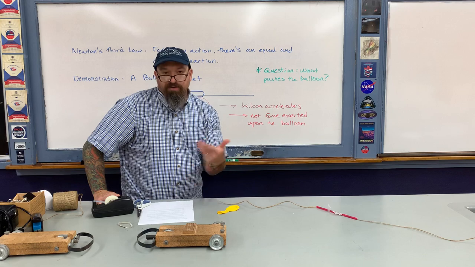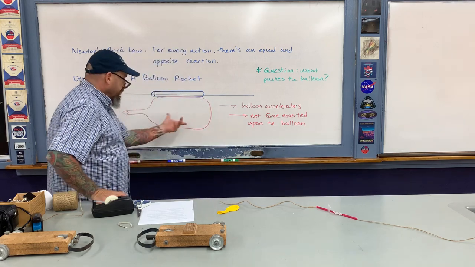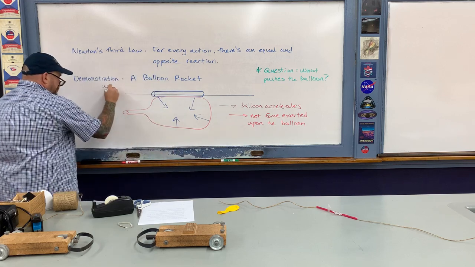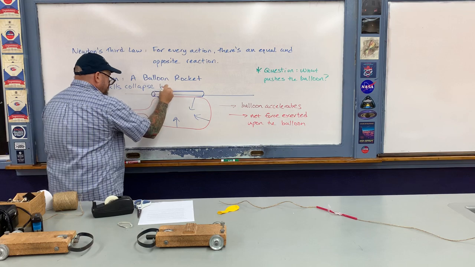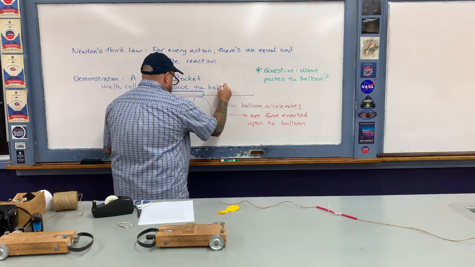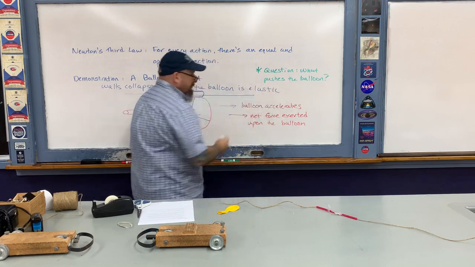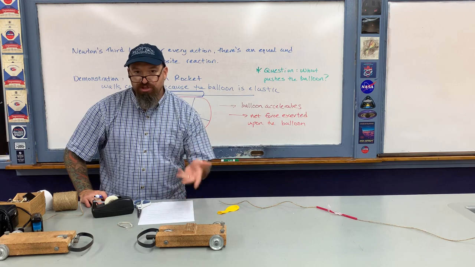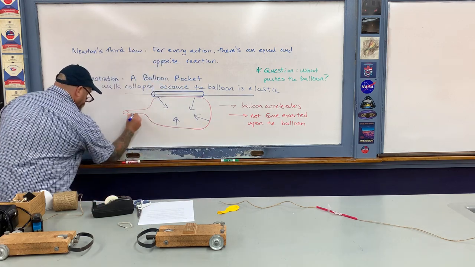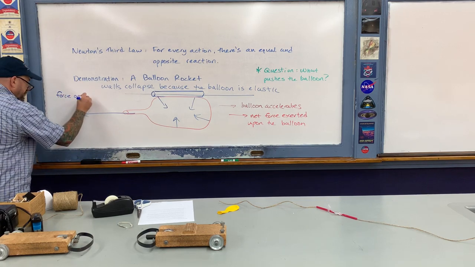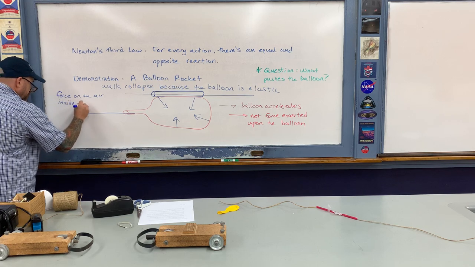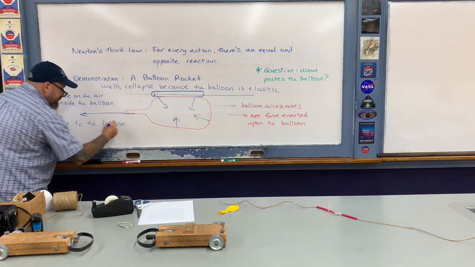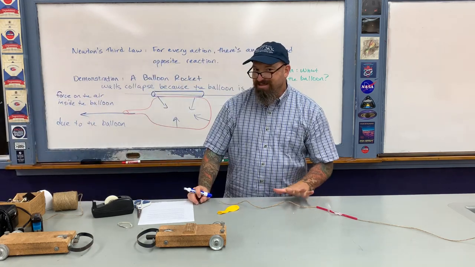Okay, what that essentially means is that after I release the balloon and it returns to its equilibrium position, the walls of the balloon collapse, like so. So the walls collapse because the balloon is elastic. So what do the collapsing walls do to the air inside the balloon? The collapsing walls push the air of the balloon outside of the balloon. So in other words, right here like so, there is a force on the air inside the balloon due to the balloon. It's important to realize that the force being exerted here is upon the air inside of the balloon, not outside of the balloon.